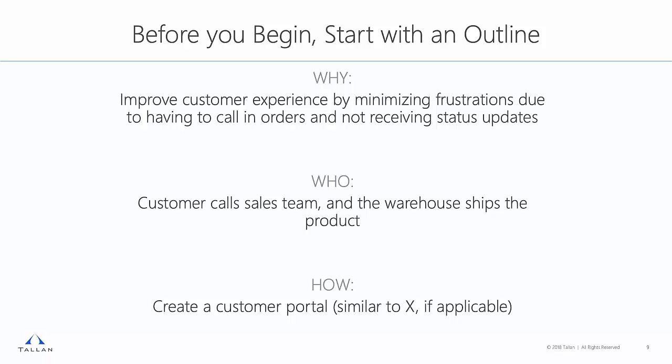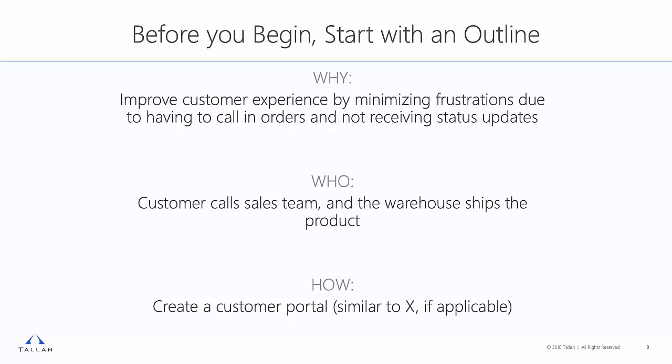You have a customer who's going to call in Jim Halpert, and they're going to place an order, and then they don't really get updates. So that's a bit of a frustrating process that they're having to go through. In terms of the who, this is a little bit of our understanding of who's involved here. So simple story, customer calls the sales team, and then the warehouse ships the product. Kind of gives you an idea of who's involved without having to go too elaborate with it.